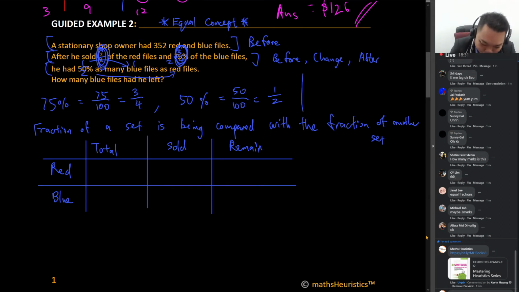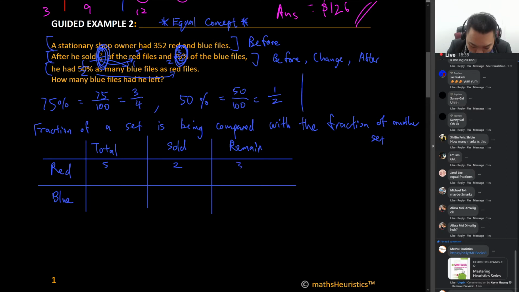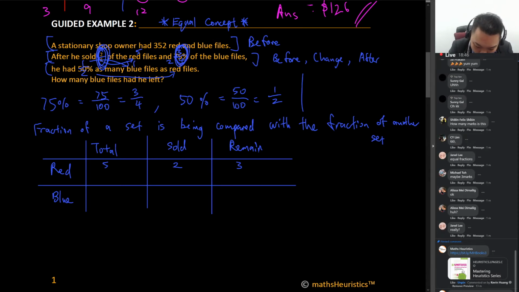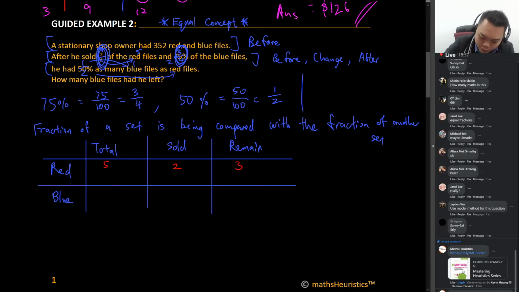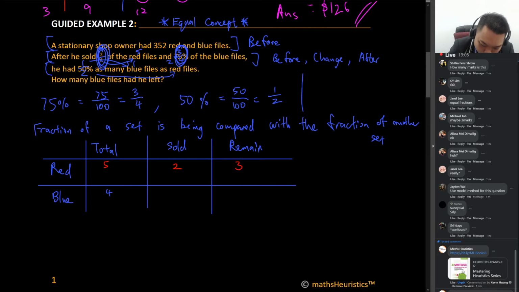Okay, so let's see what we have. For the red files, right? You had 5 blocks of red files and you sold 2 of them. The remainder here will be 3. Then the next part over here for the blue files. Maybe I use the color red for the red files. And for the blue files, I will use blue. I had a total of 4 blocks at first. I sold 3 blocks and now I have 1 block remaining.